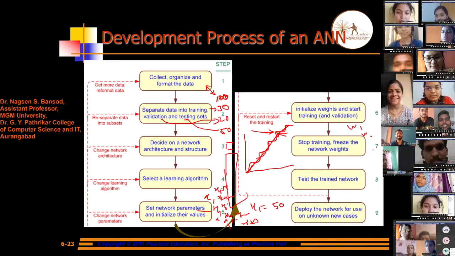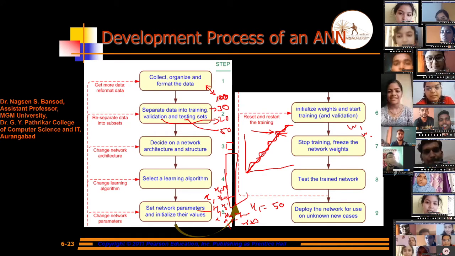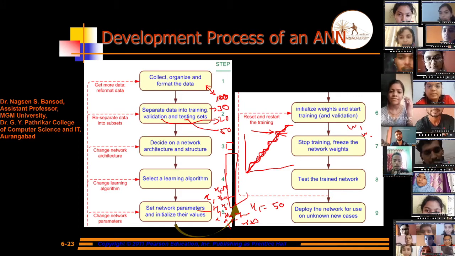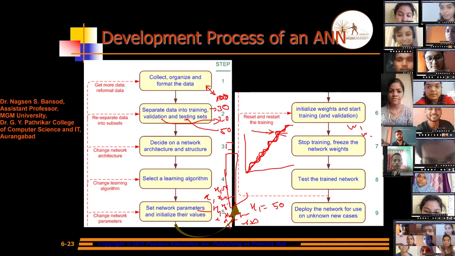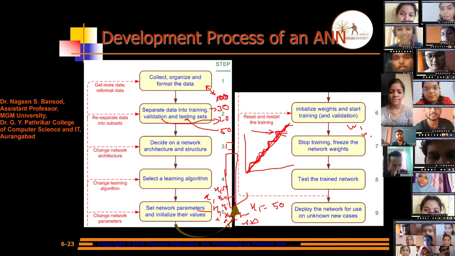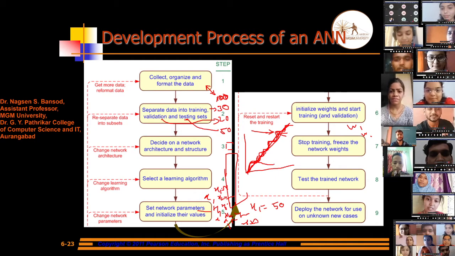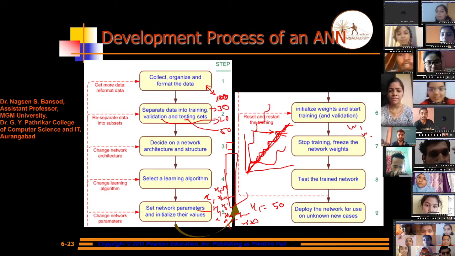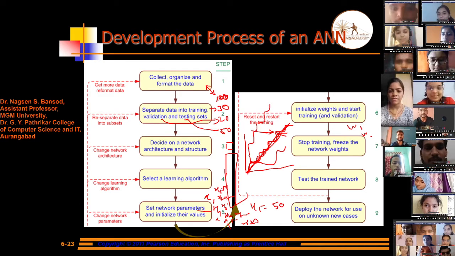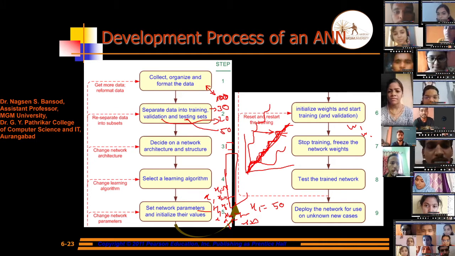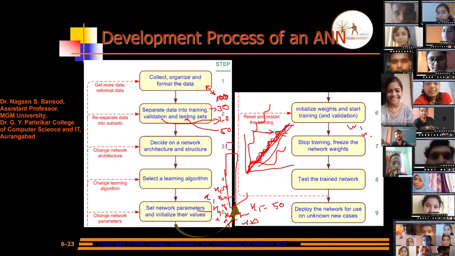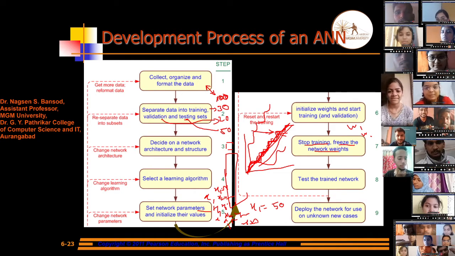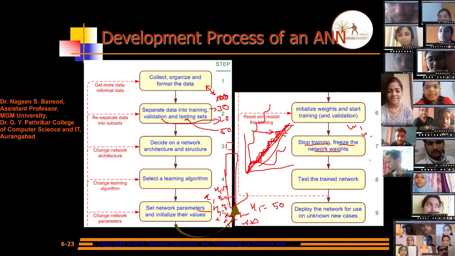After this, step number 7: stop the training and freeze the network weight. Suppose we have got very good output, and our data is on the validation line. We are not far away from this validation line, we are going towards the validation line. Then we have to freeze this, save this record, stop the training and freeze the network weight in step number 7.